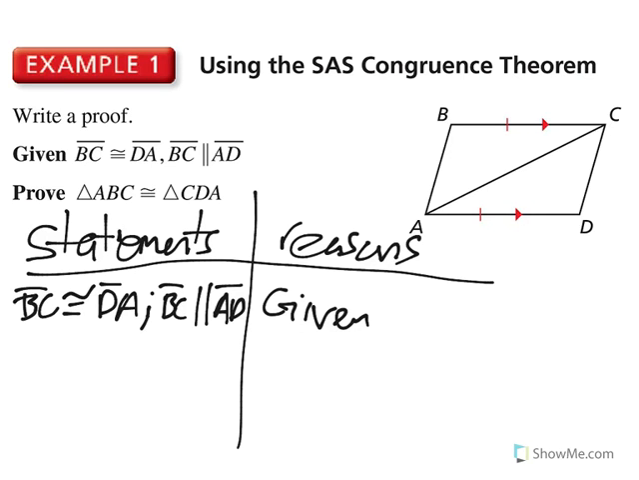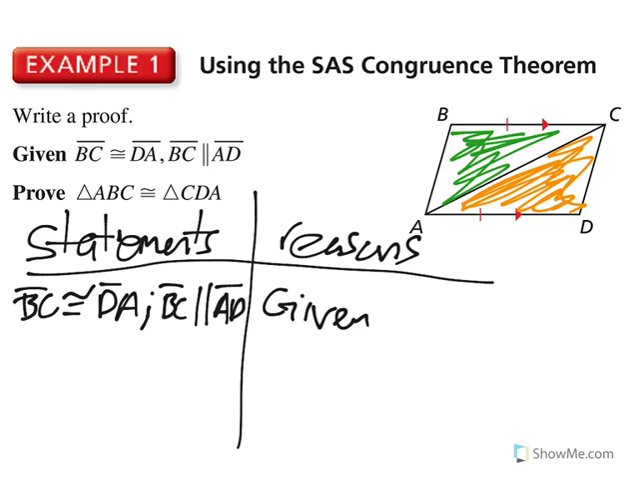I'm working towards showing that these two triangles are congruent. I have this triangle ABC here, and then I have this triangle CDA on the other side. And I want to prove that they're the same triangle. In this case, I already know that I have one set of congruent sides. So I need to look for another set of congruent sides and a set of angles that are the same that would be included between those two sides.